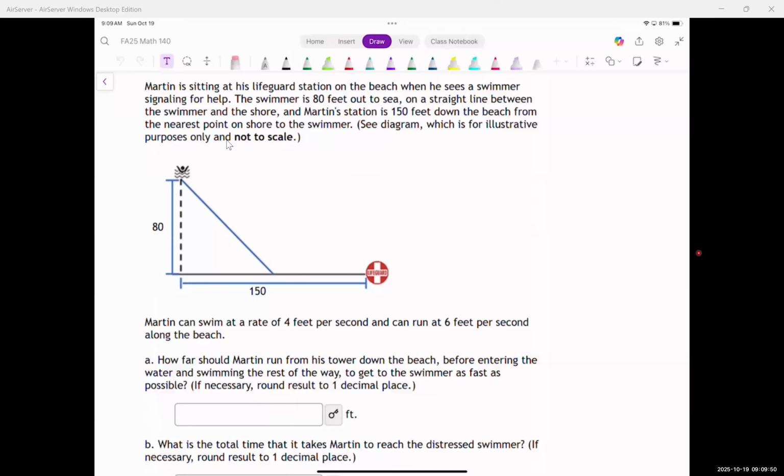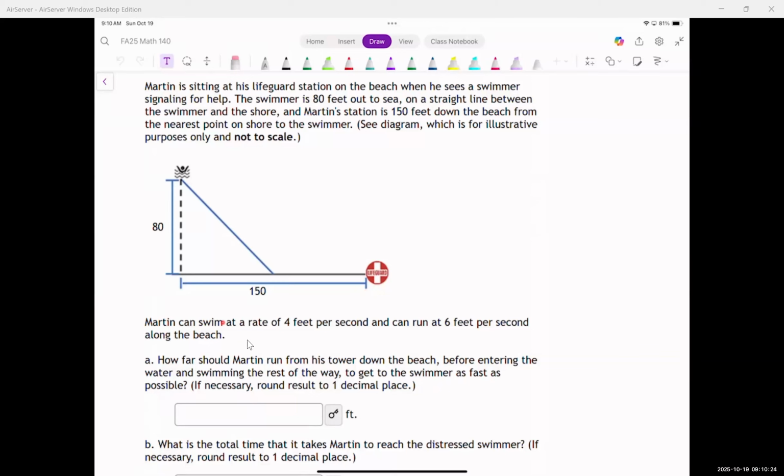So in this problem, we have a lifeguard, Martin, who is sitting at a lifeguard station, and he sees a swimmer in the water signaling for help. From the description and the diagram, we can see that the swimmer is 80 feet out from the perpendicular line from the shore to the swimmer. And that line hits the beach 150 feet away from the lifeguard station.